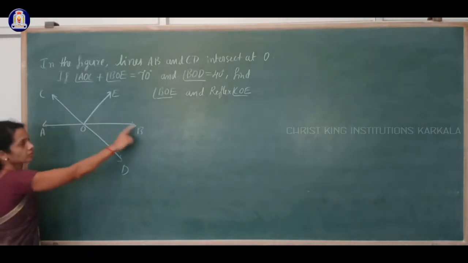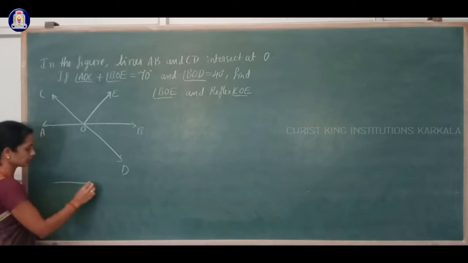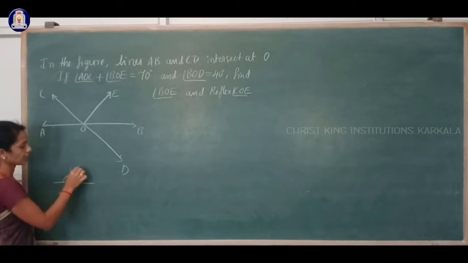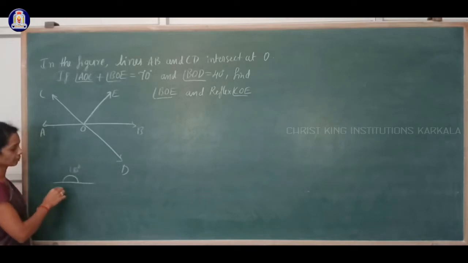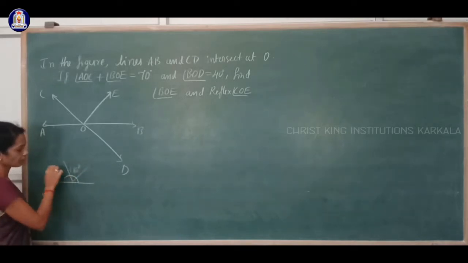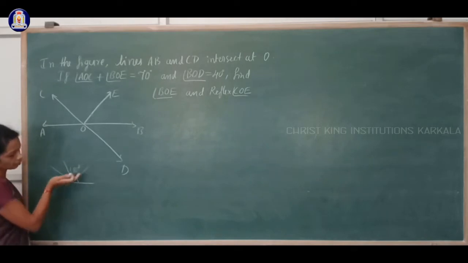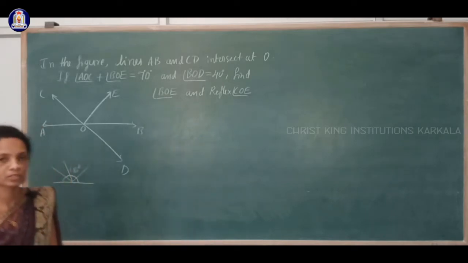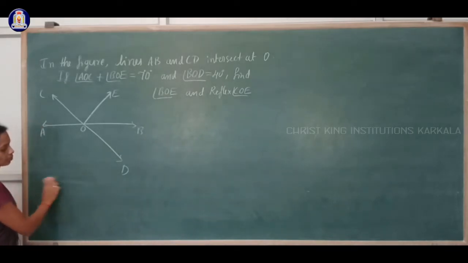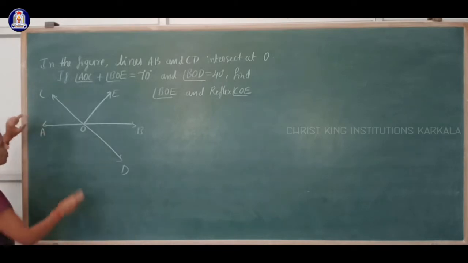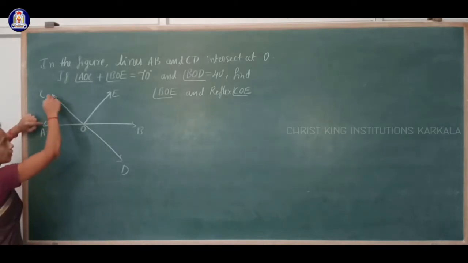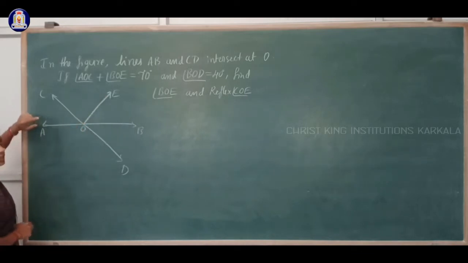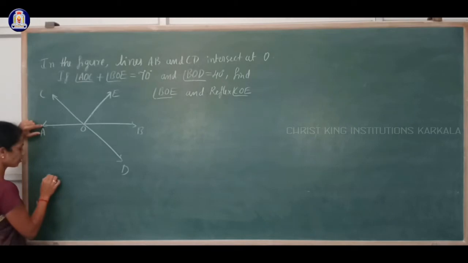See here you have a straight line AB, and you know that on one side of a straight line the total angle is 180 degrees. You may have any number of angles above a straight line, but the total of all those angles is equal to 180 degrees. That concept you have to use here. So here, angle AOC plus angle COE plus angle BOE is 180 degrees. So we start with that.